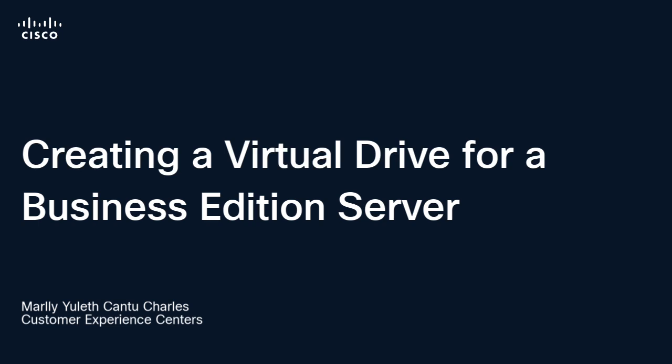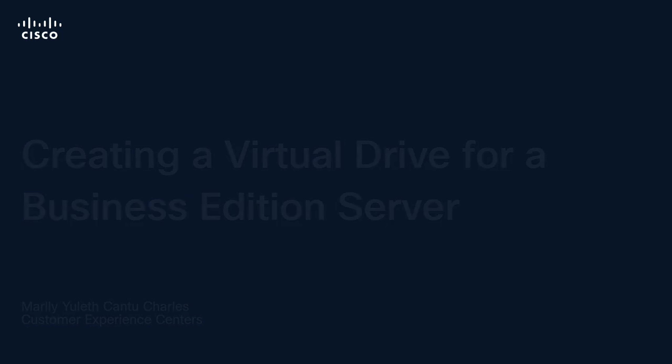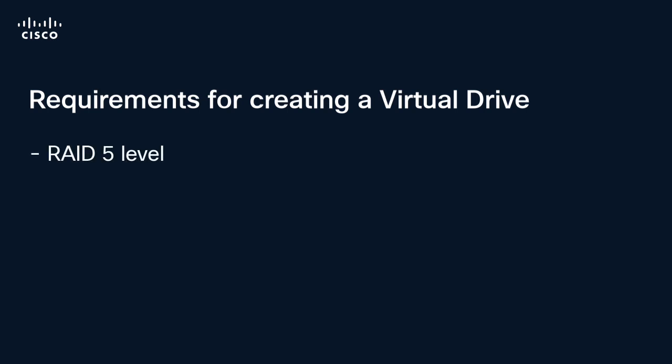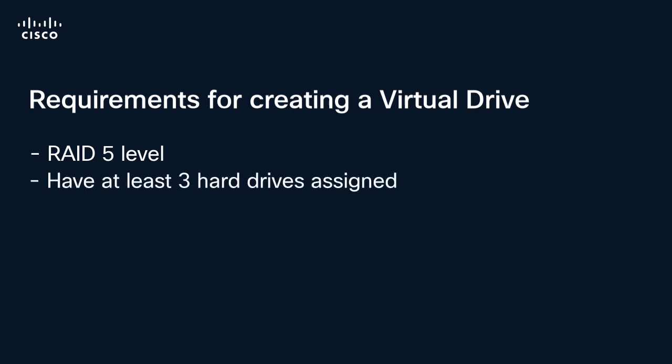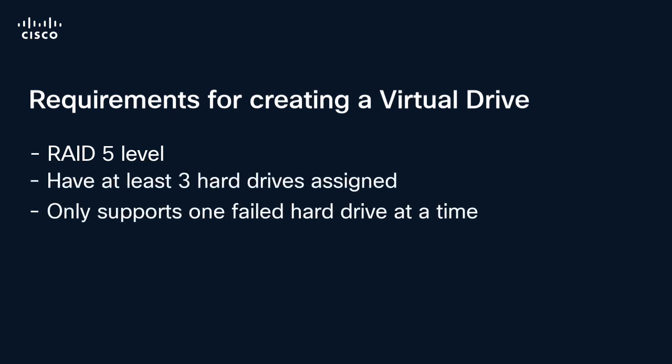In this video, I want to show you how to create a virtual drive for a Business Edition server. As you may recall, these type of servers are configured with the RAID 5 level, which means that the virtual drive needs at least 3 hard drives assigned, and it only supports one failed hard drive at a time. Otherwise, all the data stored in the virtual drive will be lost, and we will need to reconfigure the virtual drive.